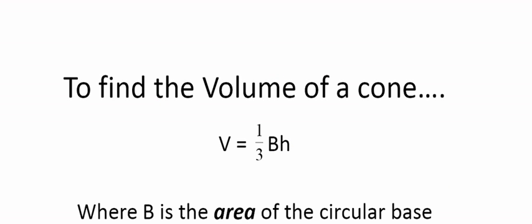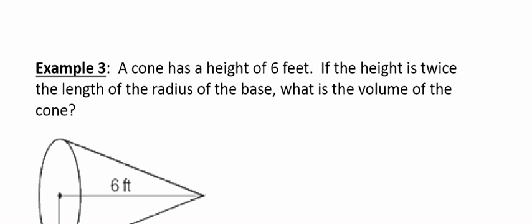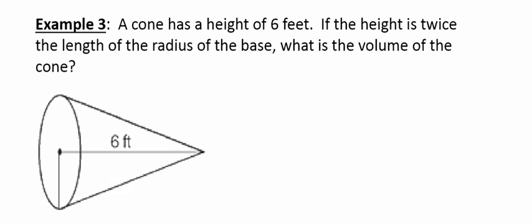All right, volume of a cone. Very similar to finding volume of a pyramid. In fact, it's the exact same formula. So let's not waste any time. Let's jump right in and get this done. This time we have a cone whose height is 6 feet. We know that the height is twice the length of the radius. So that tells us that the length of the radius must be 3.